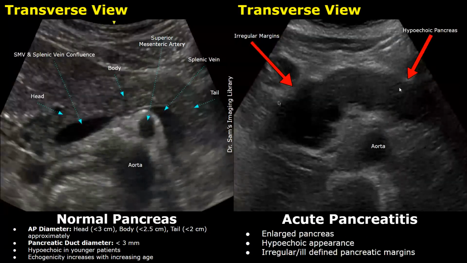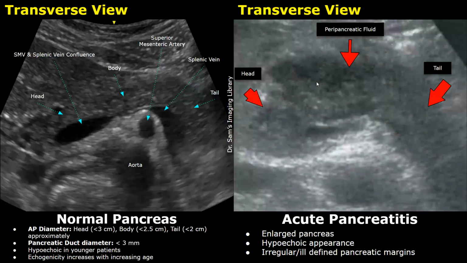This is another case of acute pancreatitis. You can see an enlarged pancreas with irregular margins. The gland is more hypoechoic. The pancreas has an anterior bowing, which is not present in our normal pancreas. This anterior bowing is another feature seen in acute pancreatitis.